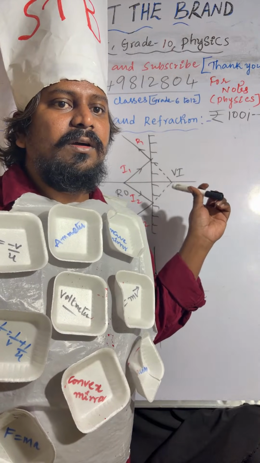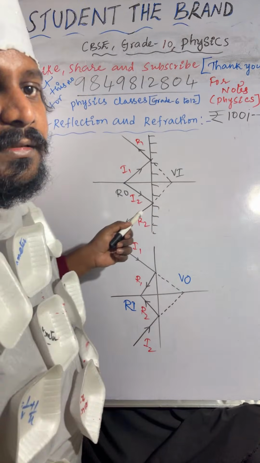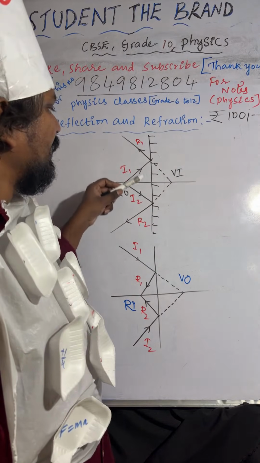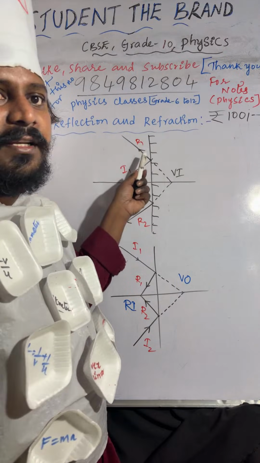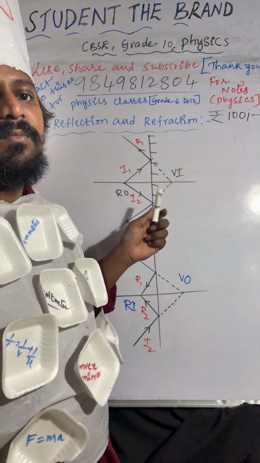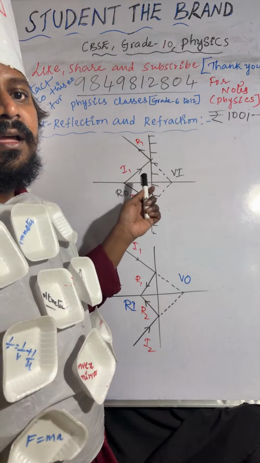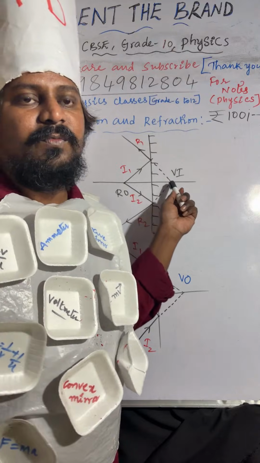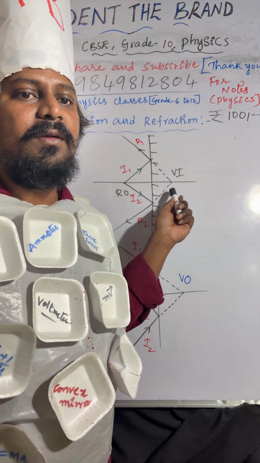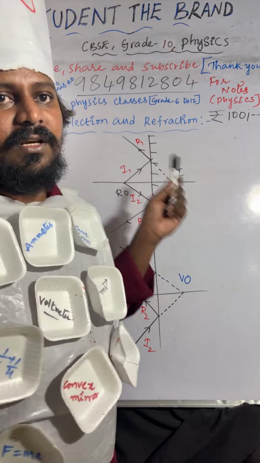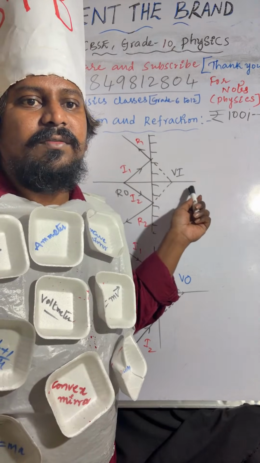So you can check here. Incident ray 1, incident ray 2. After reflection, those light rays are moving away from it. Those reflected light rays are meeting at one point when extended. So here the image is forming. That is a virtual image.